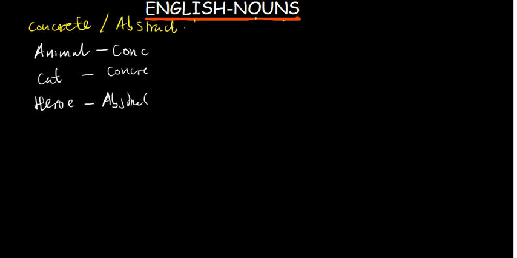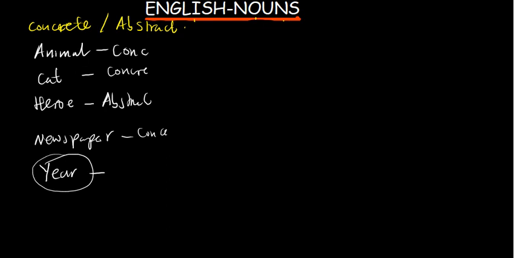Okay, if you say newspaper, a newspaper can be touched, so it's a concrete noun. If you say, let's say a year, if you say year, is it a concrete noun or abstract noun? And if you say school, what do you think? Are these abstract nouns or concrete nouns?